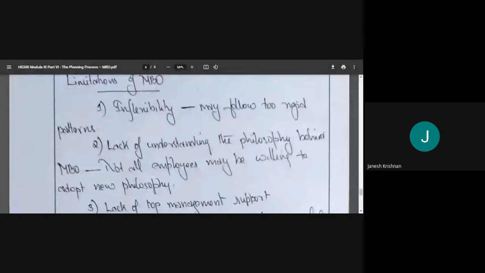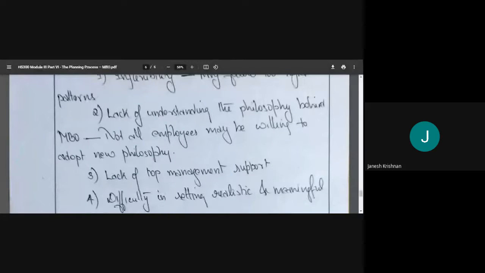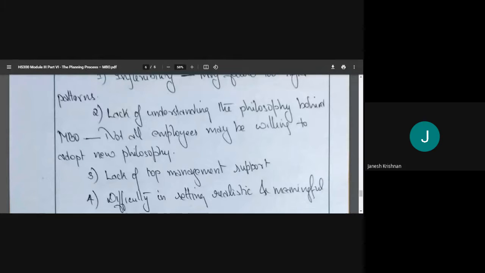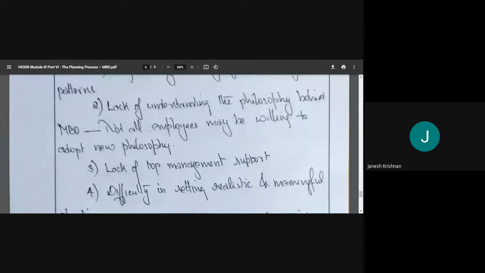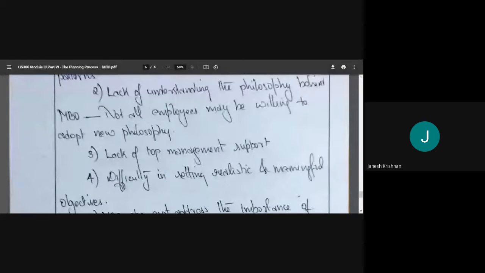Then lack of top management support. If employees are not taking part, the top management will not support.